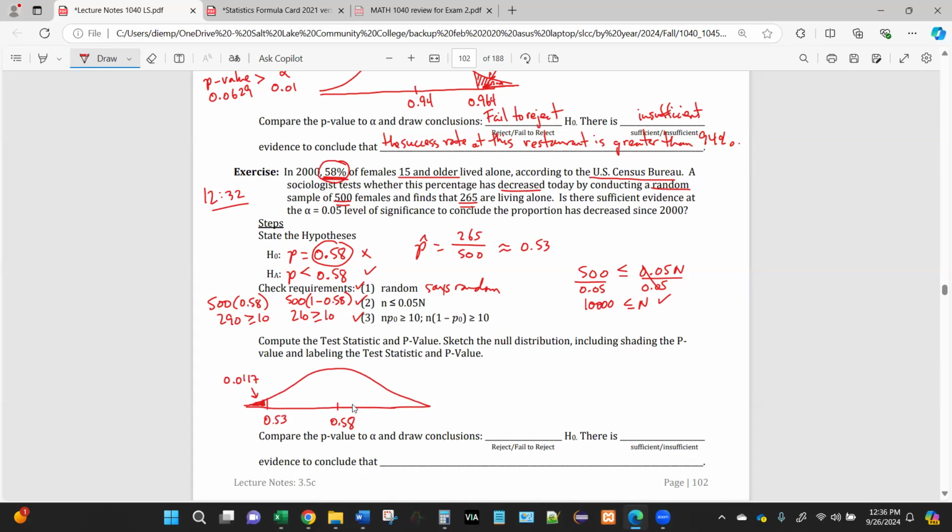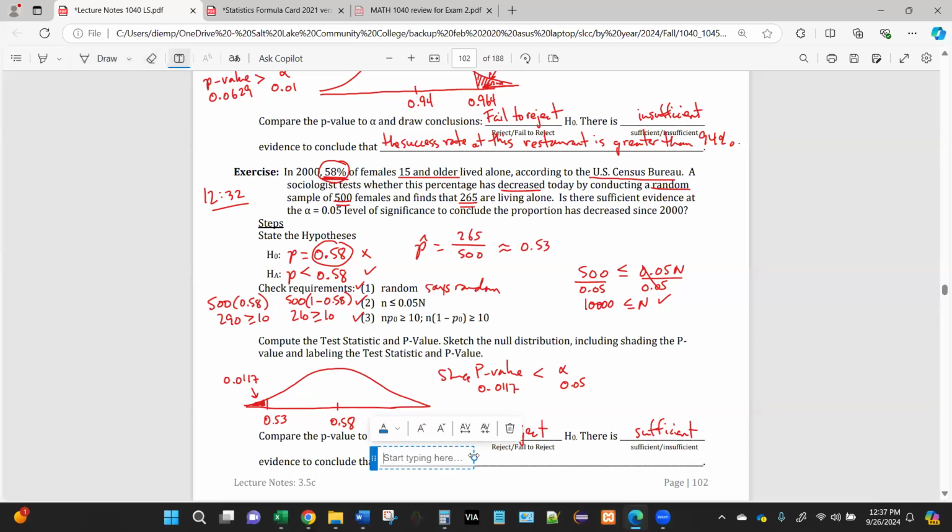Okay, so what are we going to do? We have our p-value, we have alpha. So the p-value here is 0.0117, alpha equals 0.05. Since the p-value is less than alpha, we are going to reject the null. We reject because there is sufficient evidence to conclude that the alternative is true. Okay, so what is the alternative here? The alternative is that the proportion of females who live alone has decreased.